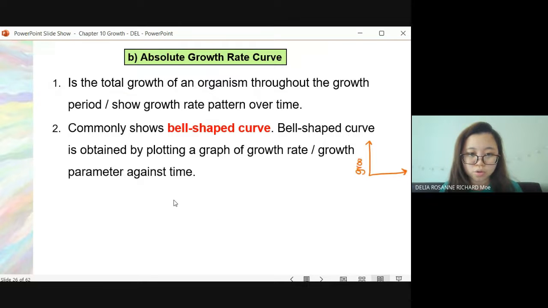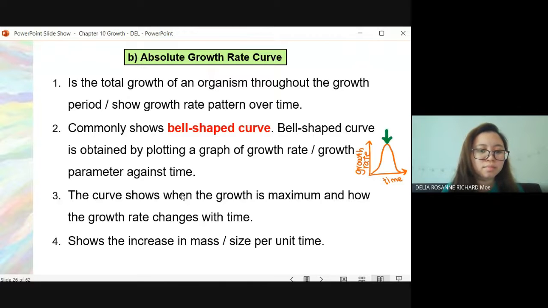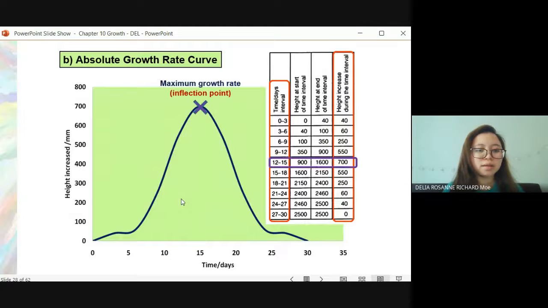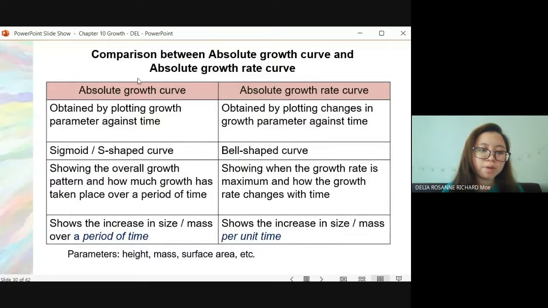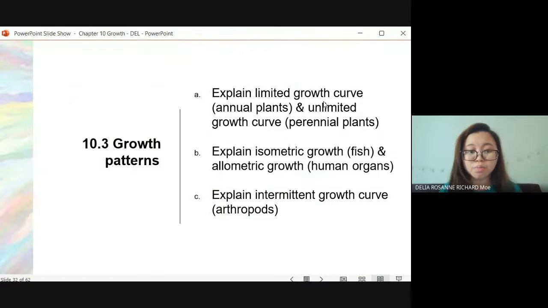And then we learn about growth rate curve. I don't know what else to explain that I don't already explain in the video. Sebab nama dia pun sudah agak direct. Dia adalah kadar pembesaran. It's the rate of growth throughout time. That's it. Lepas tu adalah kamu boleh banding antara absolute growth curve dengan absolute growth rate curve. Tapi saya rasa biasanya pada silibus sekarang, diorang kurang tekankan bahagian ini. Biasa diorang suka tekankan adalah bahagian 10.3.